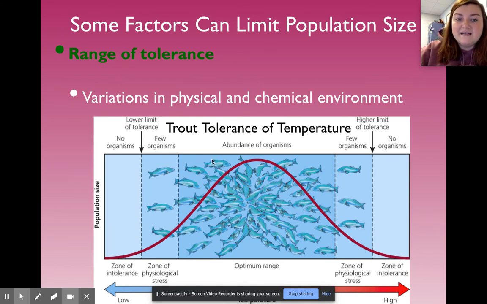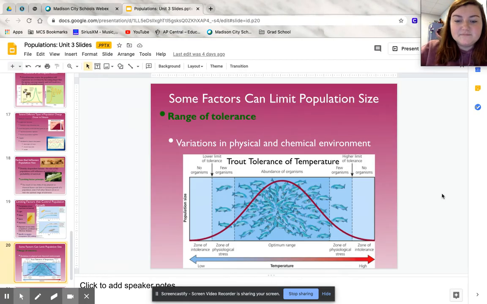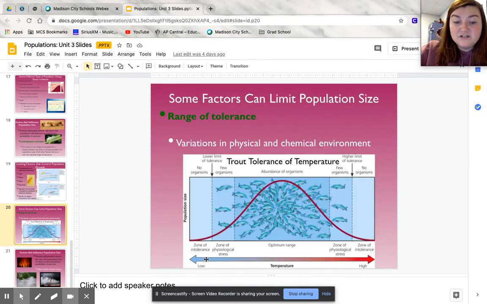So if you look at the chart here in the trout, I don't know why trout are always used as the example, but they are. Right now we've got trout and temperature. So when it's really, really cold over here, versus really hot over here, you've got the zones of intolerance, totally intolerant. They will not survive in those areas. There's no organisms at all. And that's going to be the absolute hottest and the absolute coolest.